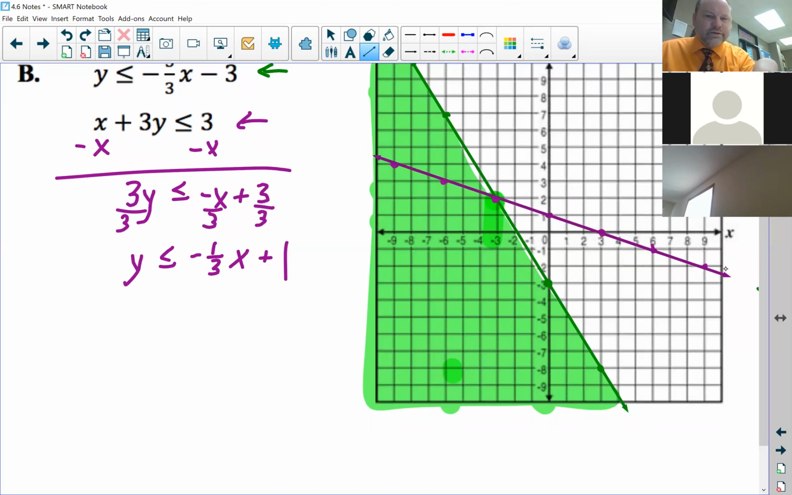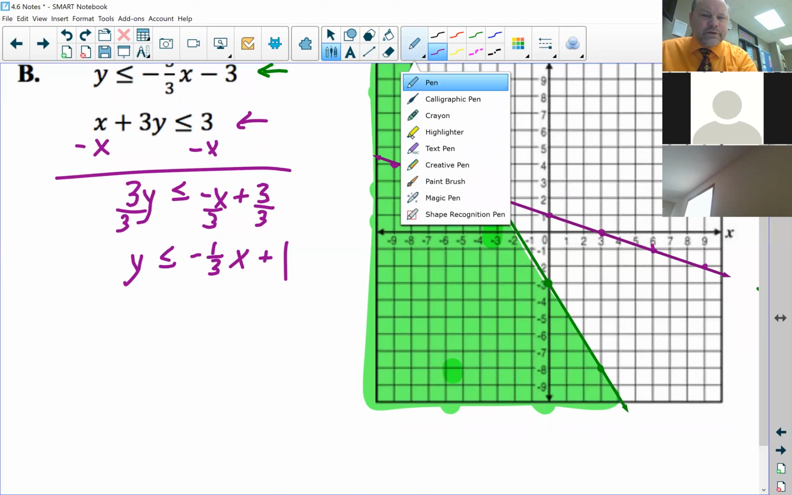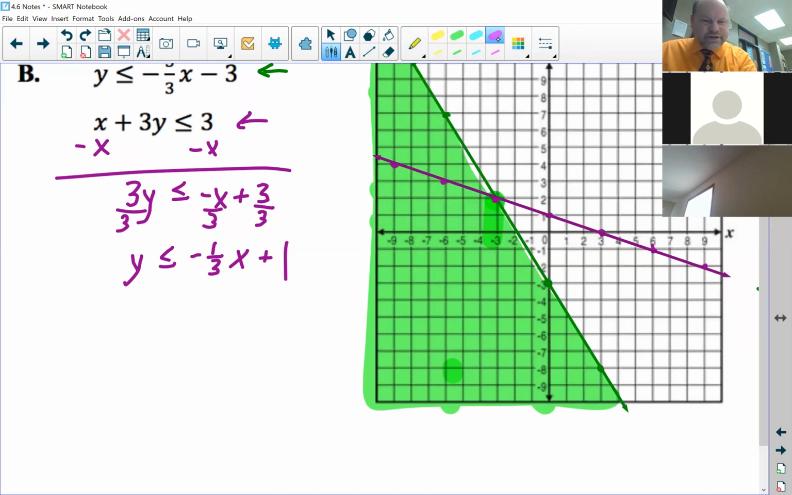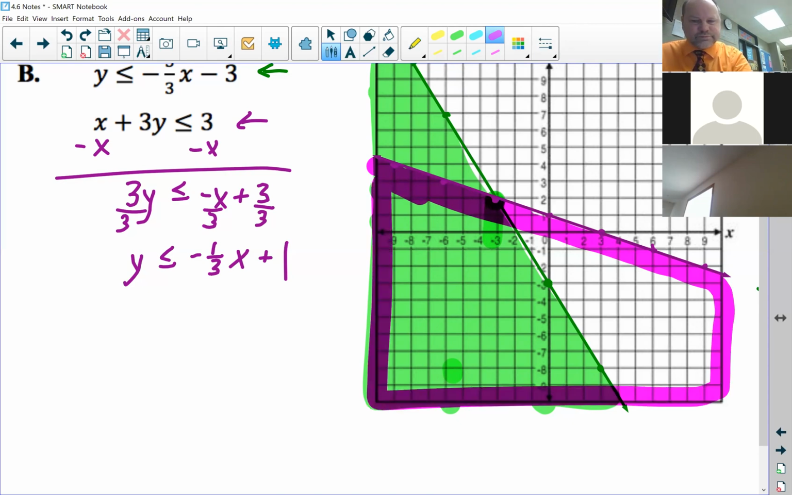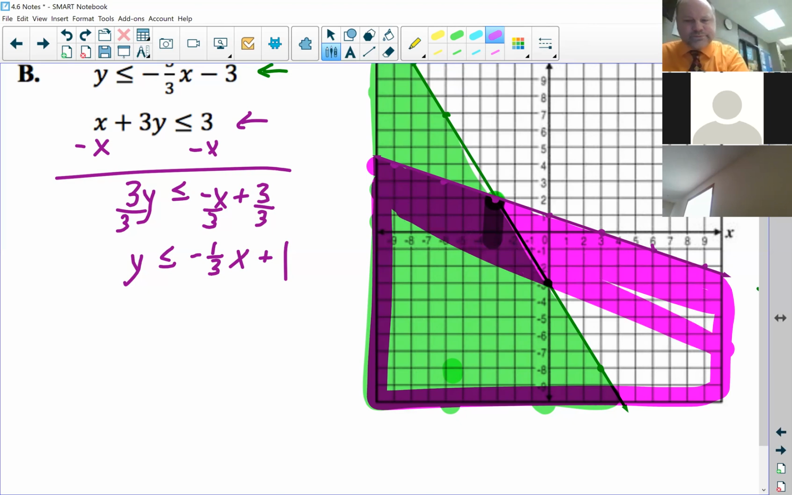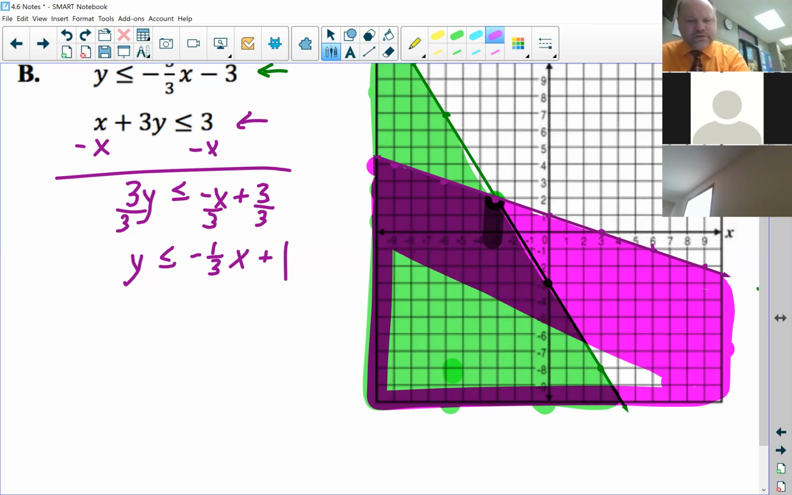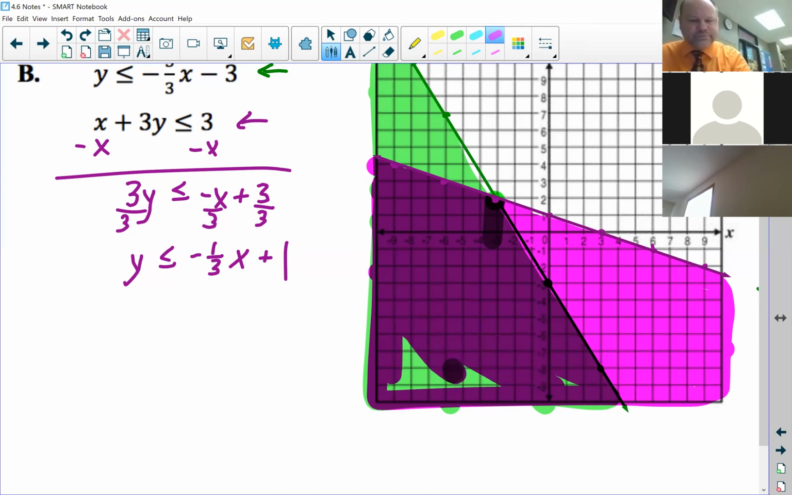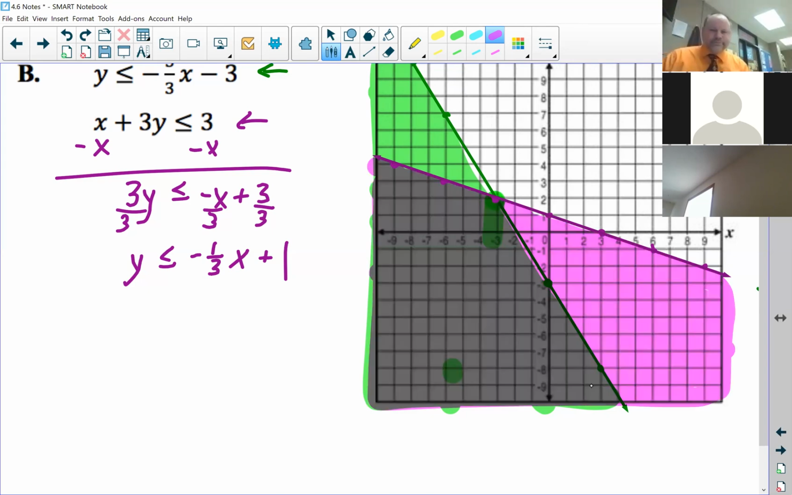Graph that line. It's less than, so I shade below. And again, our solution is in that lower left-hand portion there.